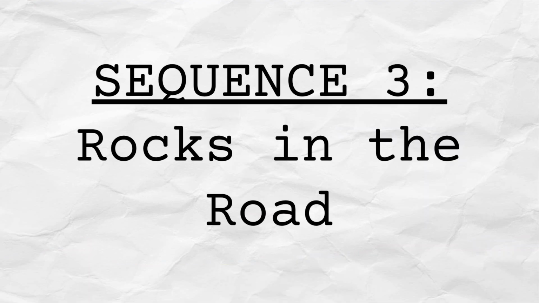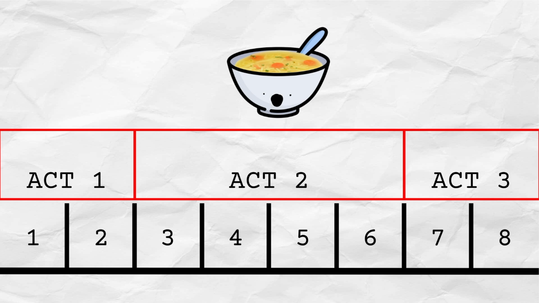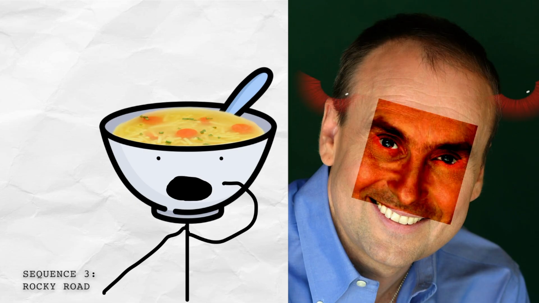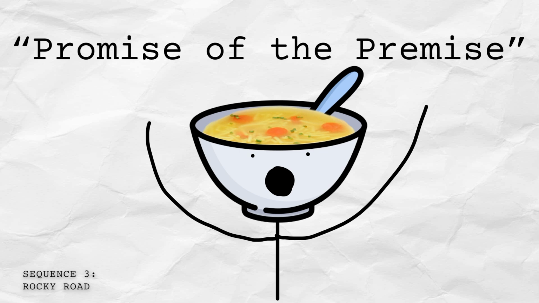Sequence 3, Rocks in the Road. This is also the start of Act 2. You're out of the setup phase and now fully into the overcoming obstacles part of the movie. Sequence 3 is also where you get to deliver on, sorry for quoting Blake Snyder, the promise of your premise.